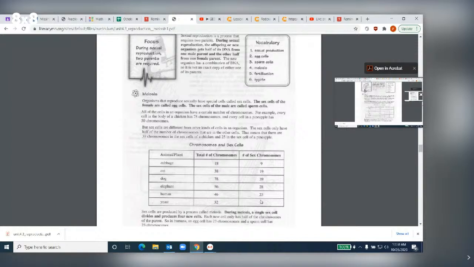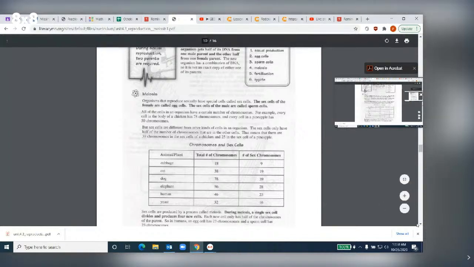So it says sex cells are produced by a process called meiosis. During meiosis, a single sex cell divides and produces 4 new cells. Each new cell only has half of the chromosomes of the parent. So a human egg cell has 23 chromosomes, a sperm cell has 23 chromosomes. Okay.